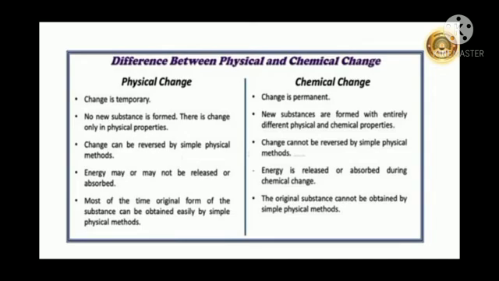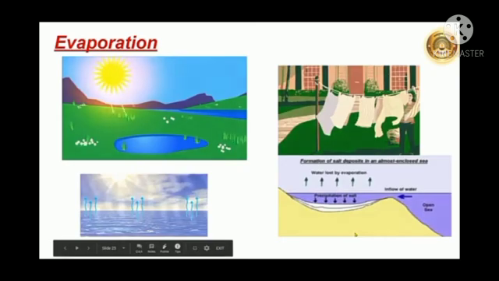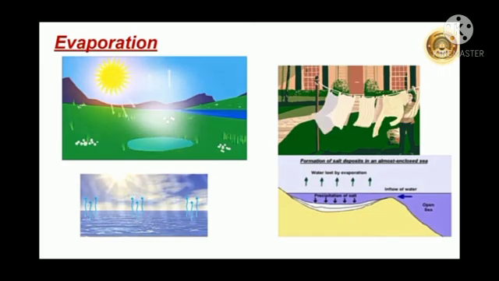Energy may or may not be released or absorbed in a physical change. Energy is released or absorbed during a chemical change. Most of the time, the original form of the substance can be obtained easily by simple physical methods in a physical change. Whereas in a chemical change, the original substance cannot be obtained by simple physical methods. Evaporation. The process of formation of vapor from a liquid is called evaporation. Drying clothes, formation of salt from seawater, etc. are possible due to evaporation.